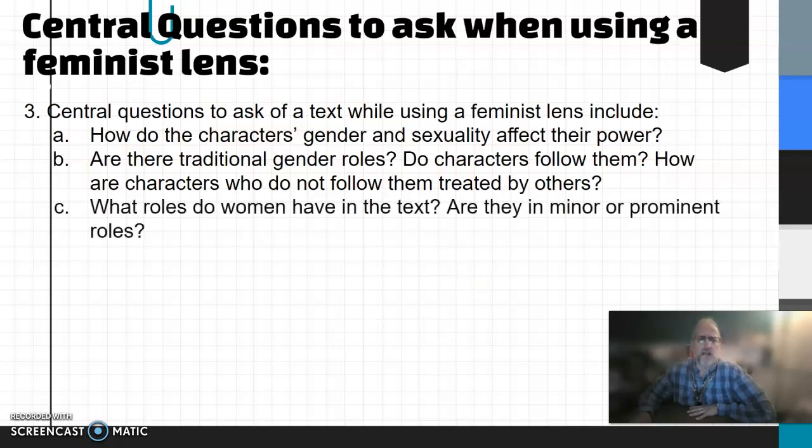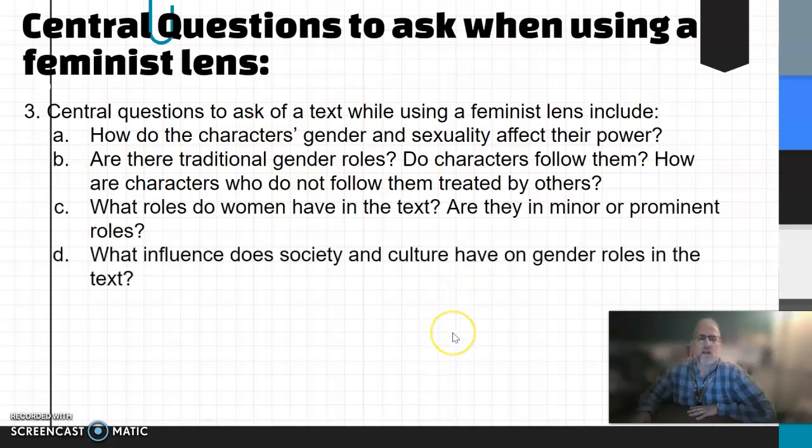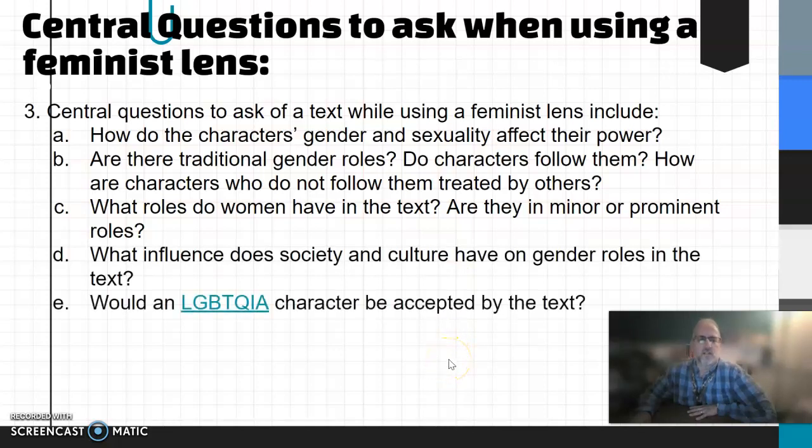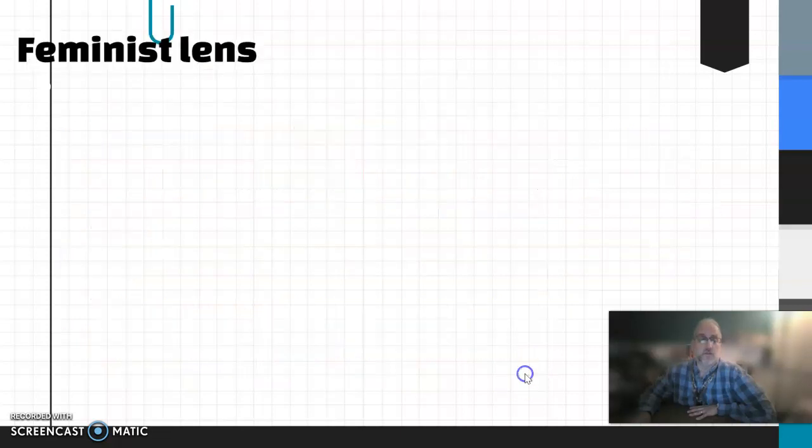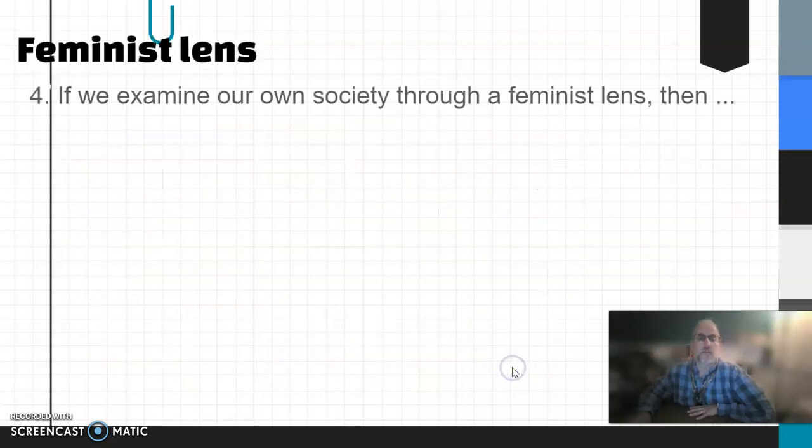What roles do women have in the text? Are they in minor or prominent roles? What influence does society and culture have on gender roles in the text? Would an LGBTQIA character be accepted by the text? Are men, women, and people of other genders held to the same expectations as others in the text, or are there different rules? Okay, continuing with the feminist lens.